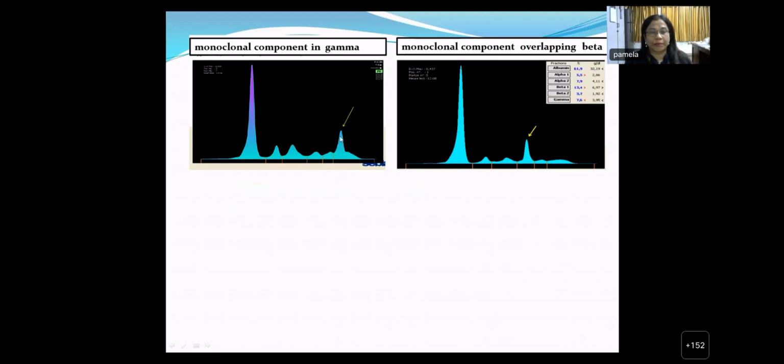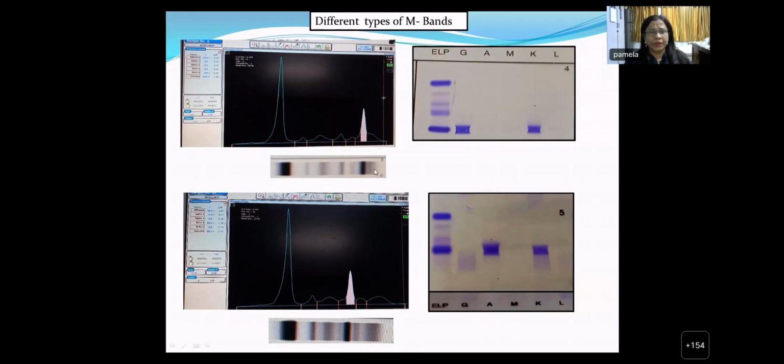So these are some of the patterns. You can have a monoclonal component in the gamma, or you can have it in the beta. Basically, it can be anywhere between the alpha 2 and the end of gamma. So this is a pattern, a gamma M band, which can be quantified based on the total protein.